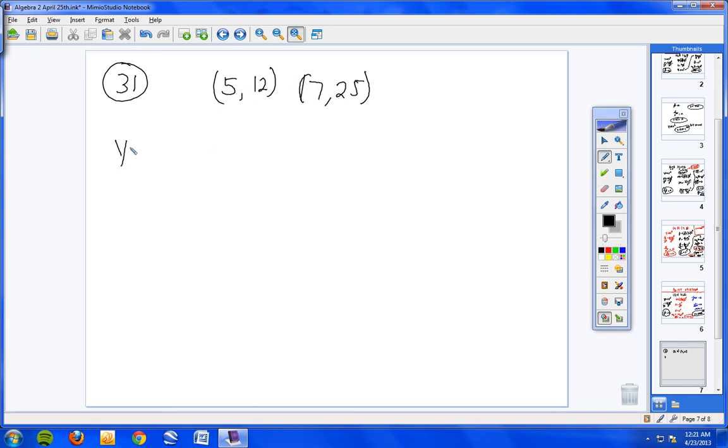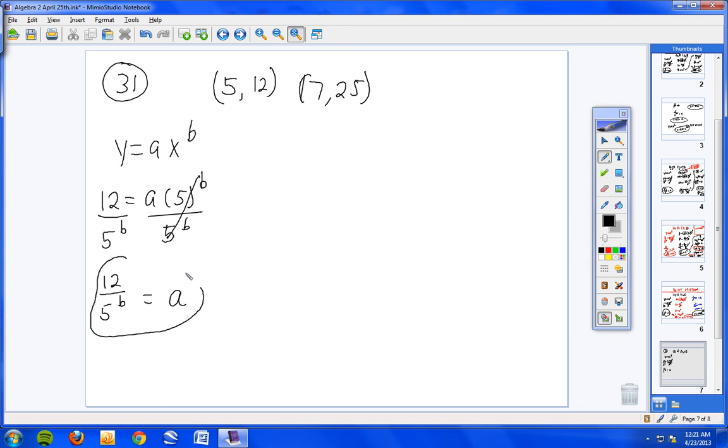Our model, of course, is y equals ax to the b. So where the y is, I'm going to substitute 12. Where the x is, I'm going to substitute 5. And then I'm going to solve for a. So I divide one side by 5 to the b power, I divide the other side by 5 to the b power, and I'm left with a equals 12 over 5 to the b power. Good. Step 1, I've solved an equation for a.